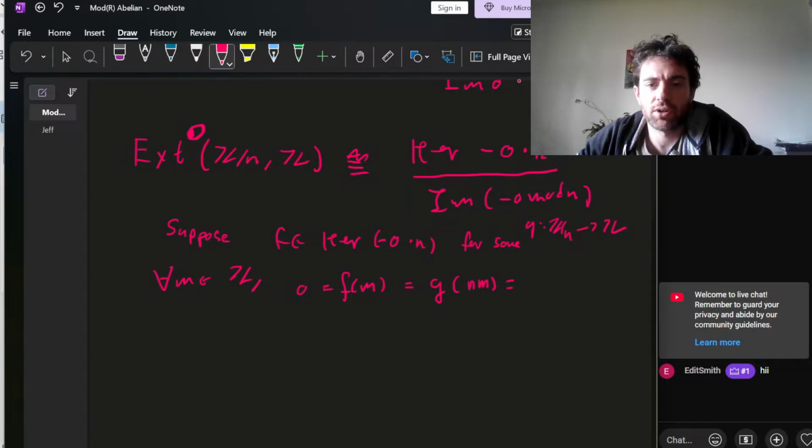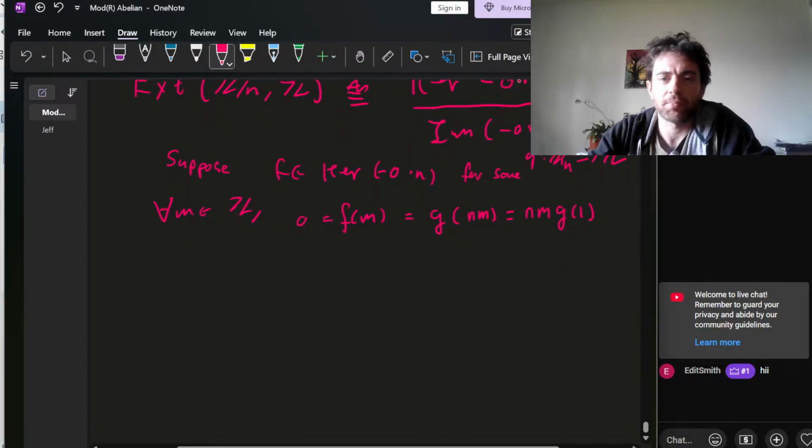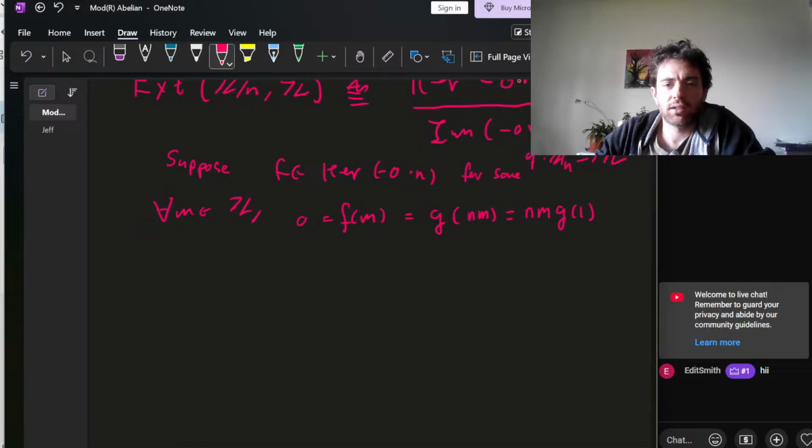Then we can factor out both. We can factor out n times m, let's say, because it's a Z-module homomorphism. And then n is definitely non-zero. We could choose m to be 1, right? Because this has to hold for all m. So this just becomes 1. We can divide through by n.